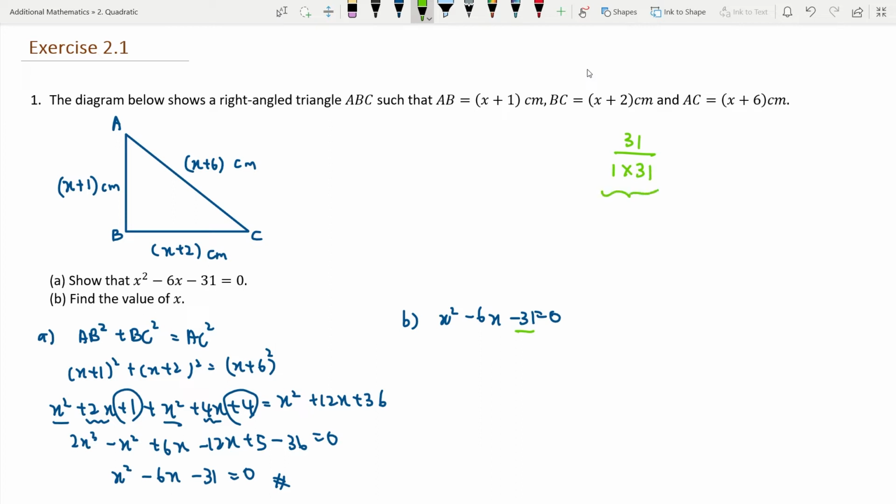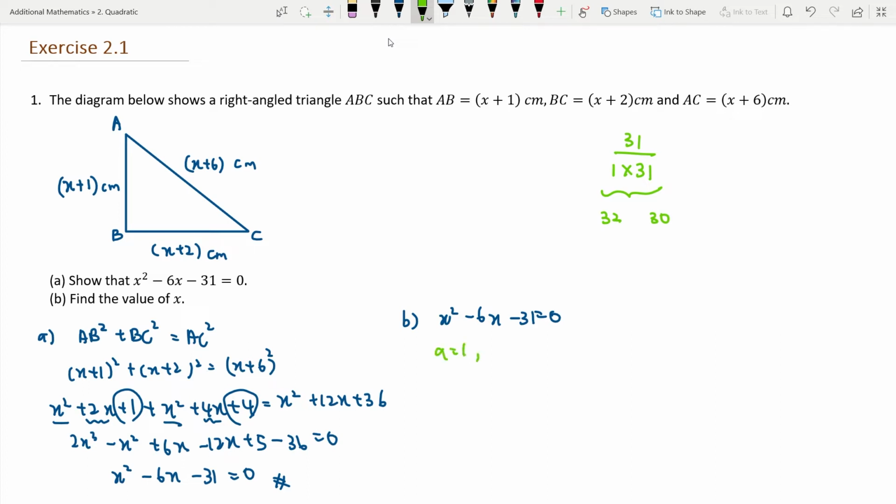1 and 31, if we add them, we can get 32. If we minus them, we can get 30. But here, we need to get a negative 6. So this quadratic equation cannot be solved using factorization. So here, let's use the formula to solve for the x value.